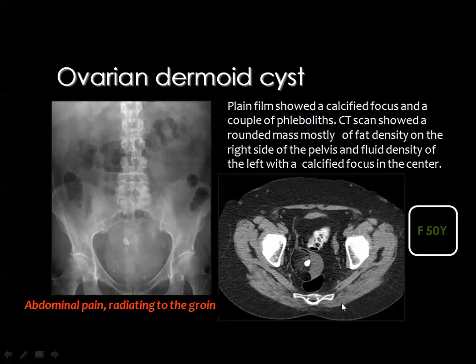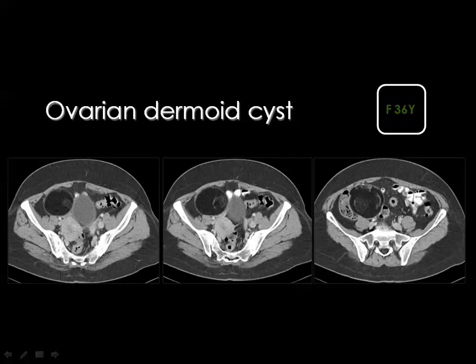But on ultrasound, CT or MRI, you will see the three elements. You see fat and you see calcium and you see the fluid as well. And this is an ovarian cyst, a dermoid ovarian cyst.